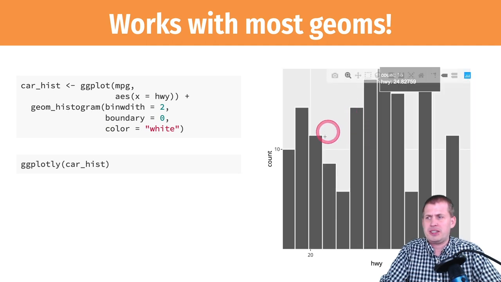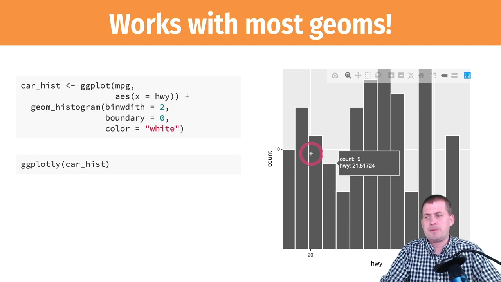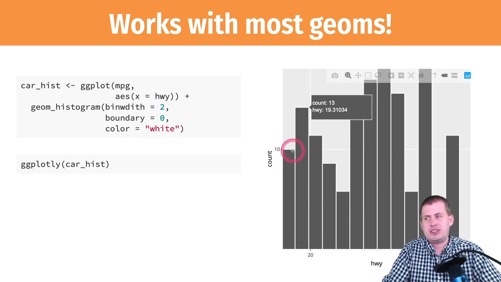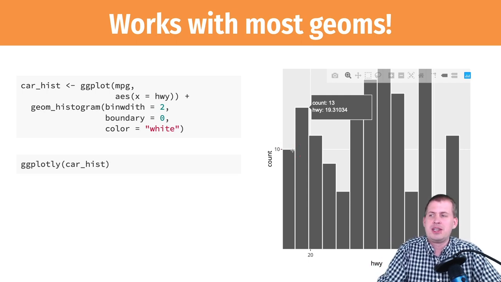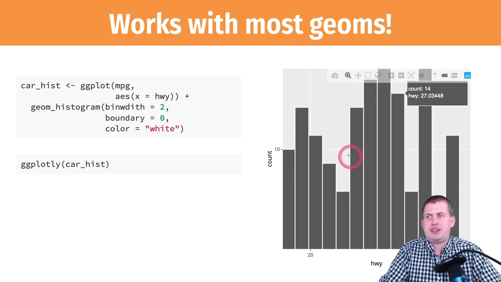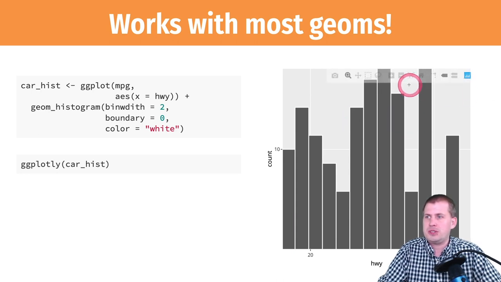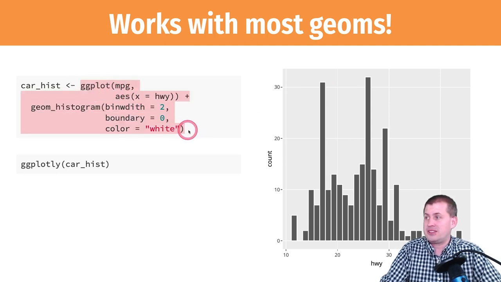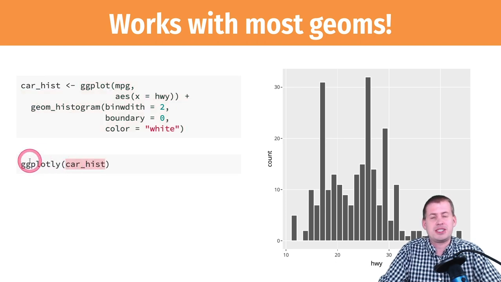If we zoom in just right here, we can see this bar right there. There are 9 cars in there, and that's roughly the 21.5 gallon bucket. And if we look here, there's the 20.5 bucket. And here, there's 13 in the 19.5 bucket. So we can see what's in our histogram, which is pretty cool. And we can zoom back out, and you can do all sorts of neat things here. Again, all I had to do was make a standard ggplot, save it as some object, and then stick that object into ggplotly, and it makes the graph automatically.